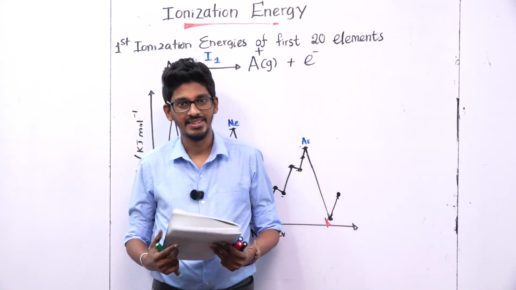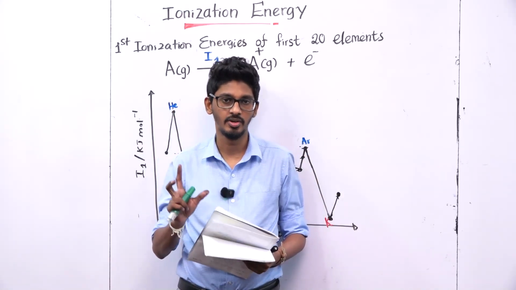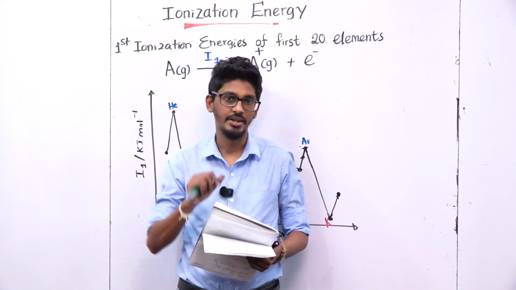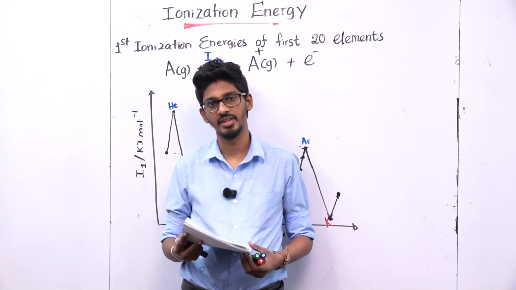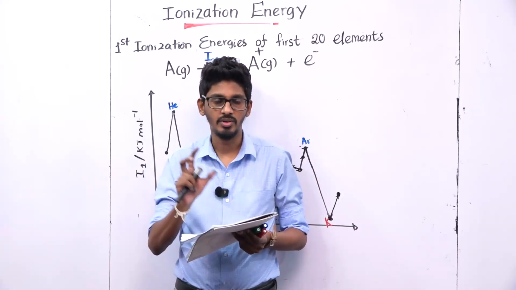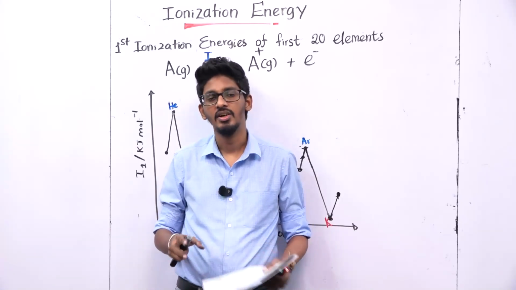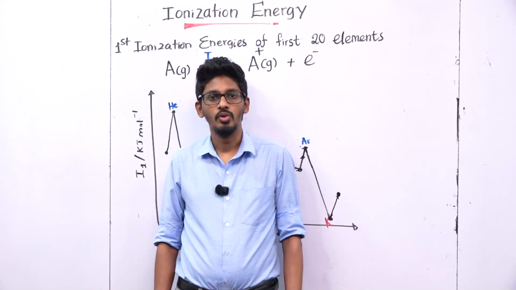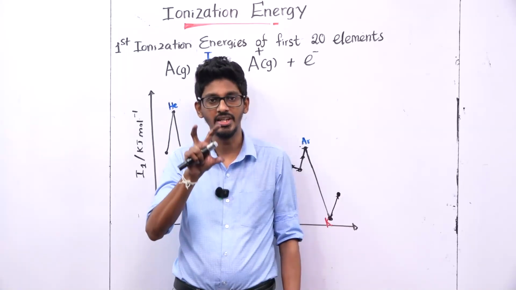Right, after the break, let's start. We have just completed the discussion about the period trends, the ionization energy trend along a period, the zigzag trend. The reasons have been discussed. Now we are going to study the first 20 elements, how their first ionization energies vary. That is the major focus today.